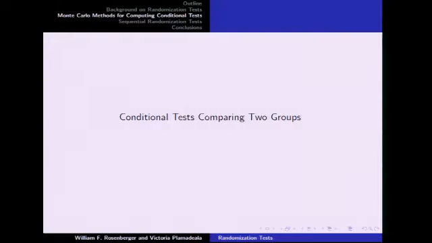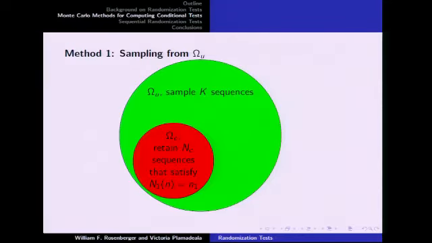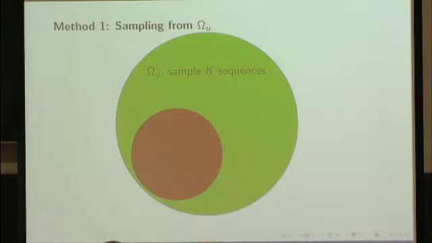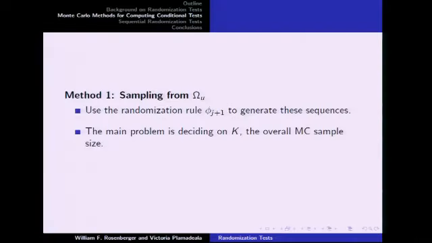So here's the conditional test comparing two groups. So we've got this unconditional reference set, and then we've got the conditional reference set where the sequences satisfy that condition. So if we were just doing a randomization test from the unconditional reference set, it's very easy. We just use the randomization rule, which in this case is the biased coin randomization, to generate these sequences. And then what would be the sample size you would actually need to get a reasonable approximation to the p-value?